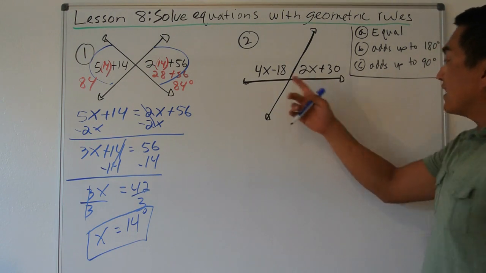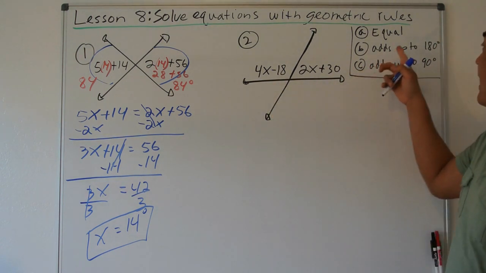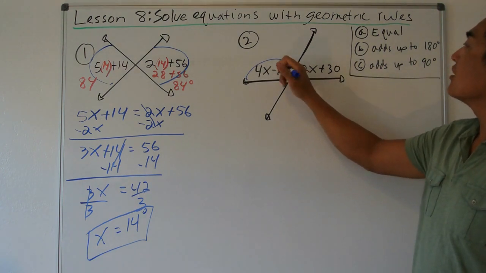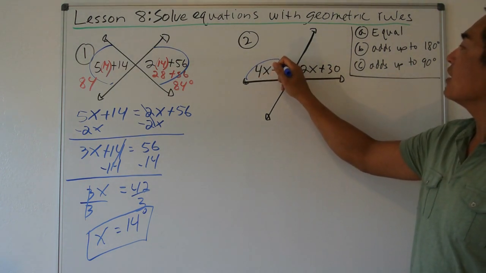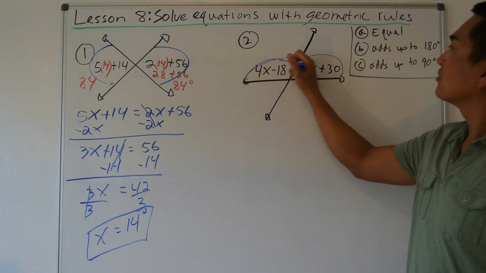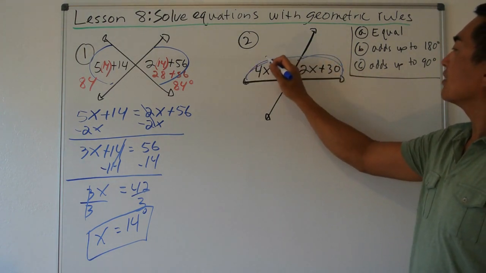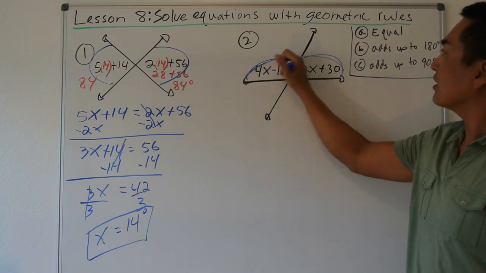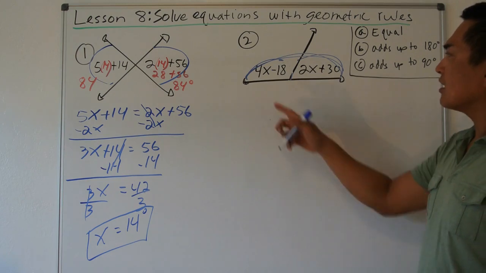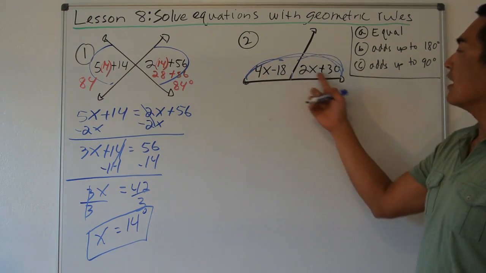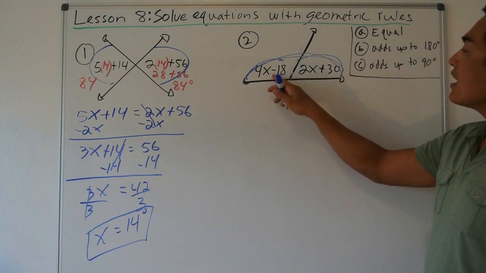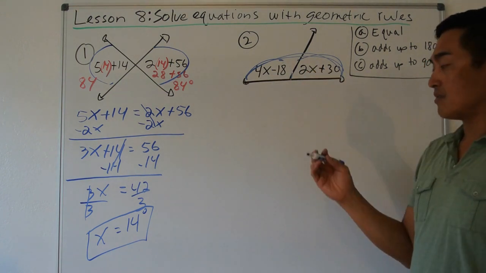Number 2 is a supplementary, so I know it adds up to 180. This whole angle here adds up to 180. If this confuses you, you don't really need to look at it. You can see it as a straight line, and that's on a straight line, so it adds up to 180. So this angle plus this angle adds up to 180.